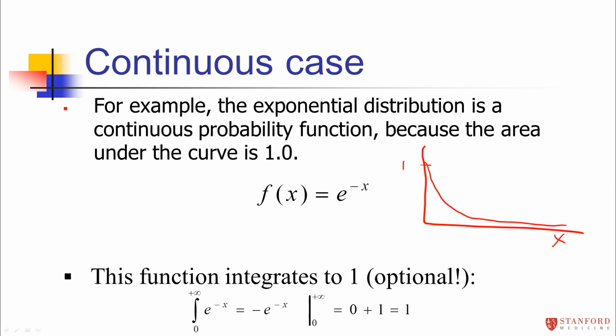Again, this is optional, but we could take the integral over all possible values of this function. x can be anything from 0 to infinity. If we take the integral of e raised to negative x, integrated from 0 to infinity, we get a value of 1. Again, that integral is just there for those of you who want it, but that proves that the area under that curve is 1, therefore it's a probability function.